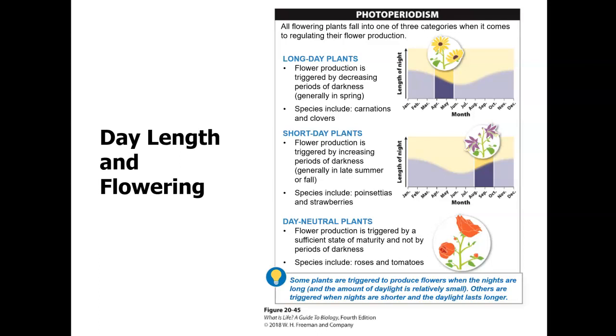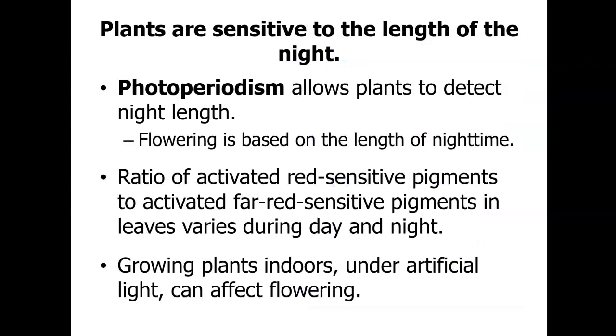Then you have your day neutral plants. These are going to have flower production that's going to be triggered by a sufficient state of maturity and not by periods of darkness. So these can be things like roses and tomatoes. Some plants, like we said, are going to be triggered to produce flowers when the nights are long and the amount of daylight is relatively small. Others are going to be triggered when nights are shorter and daylight lasts longer.